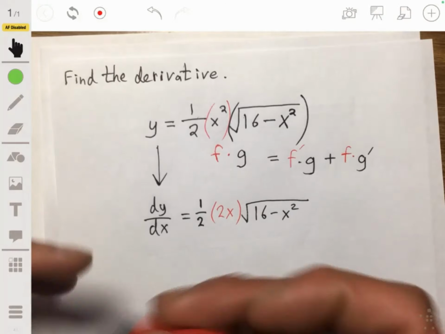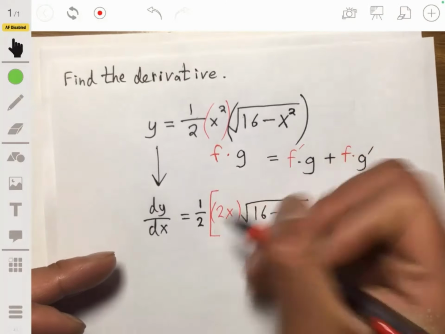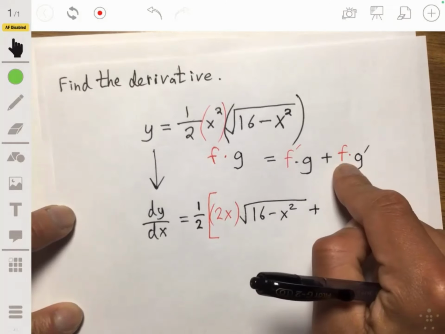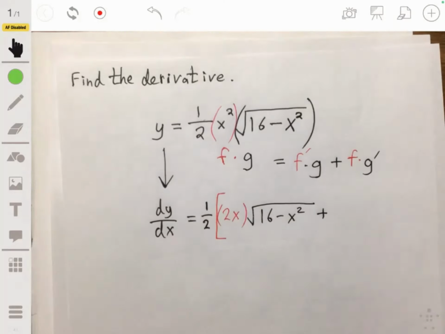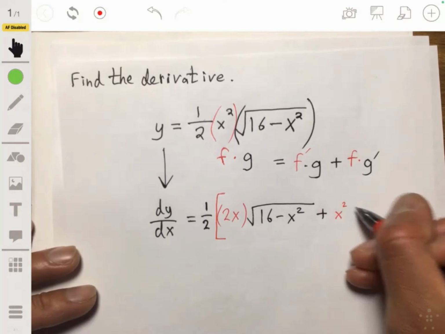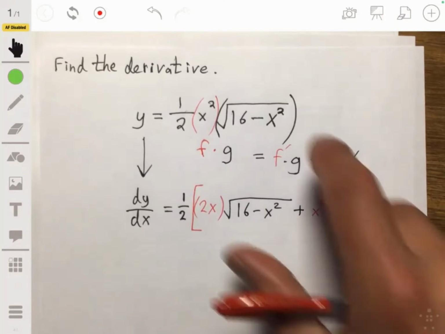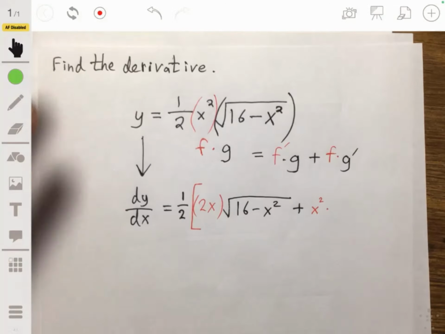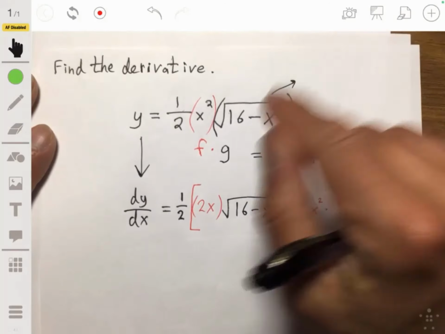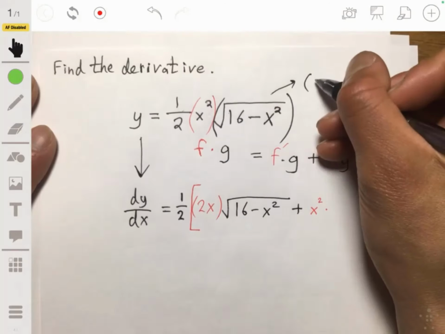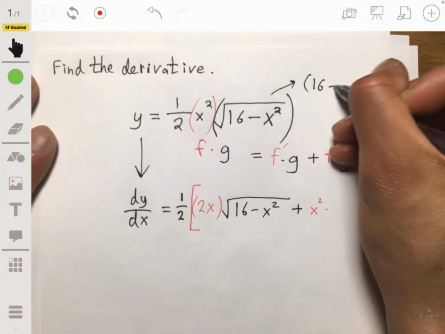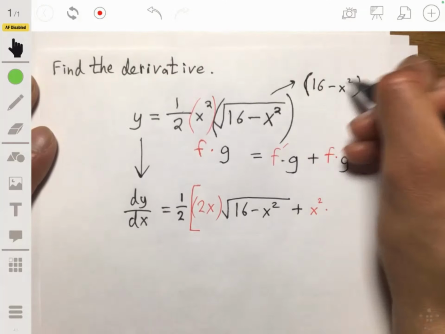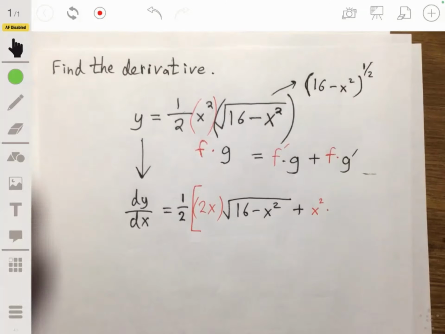Now we're going to add this. Let's keep the 1/2 on the outside of this group. We're going to add our f, so we're going to rewrite just x squared times the derivative of g. This is where some students will usually get a little confused. So let's look at this as a power. The square root, remember, is the same as raising something to the 1/2 power. So this is the same as 16 minus x squared to the 1/2 power.